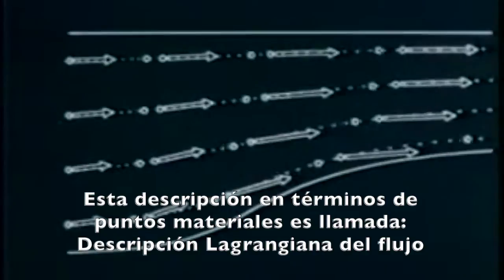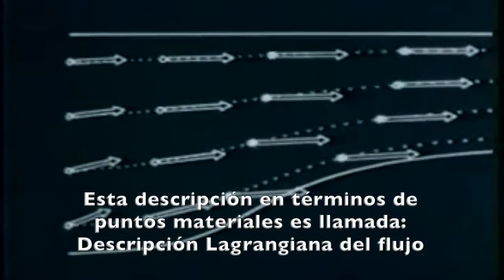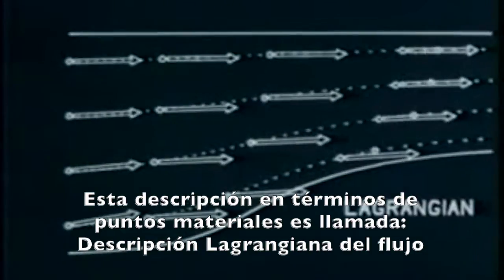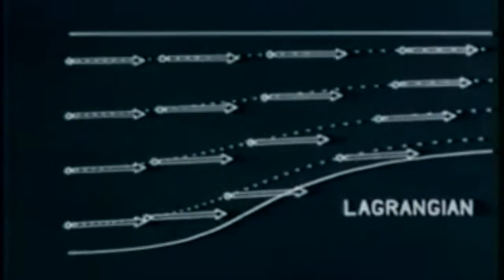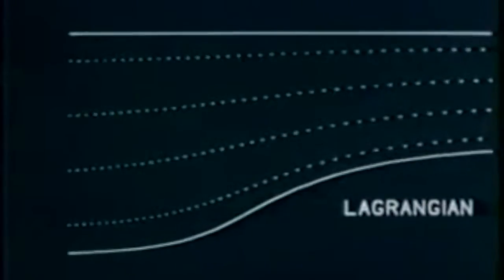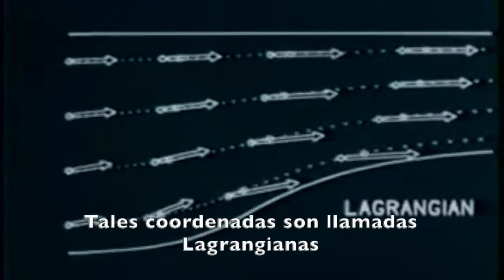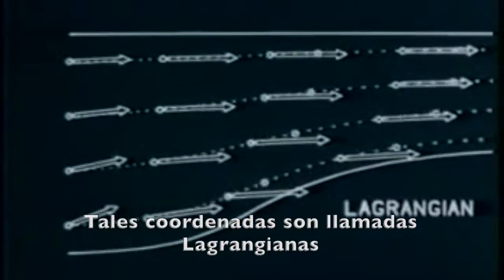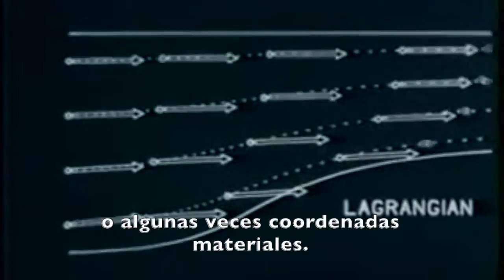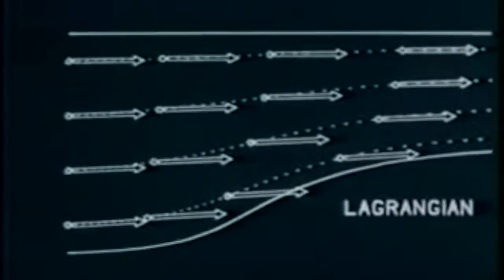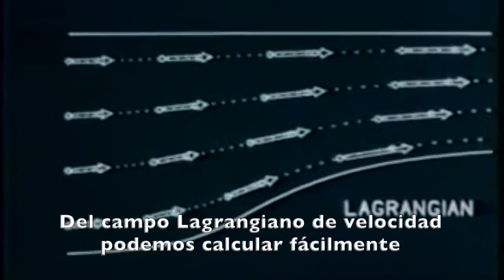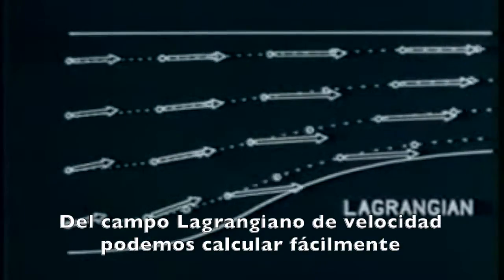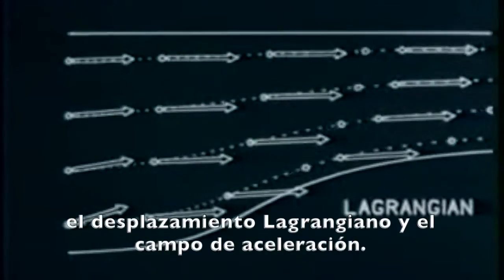This description, in terms of material points, is called a Lagrangian description of the flow. Such coordinates are called Lagrangian, or sometimes material coordinates. From the Lagrangian velocity field, we can easily calculate the Lagrangian displacement and acceleration field.